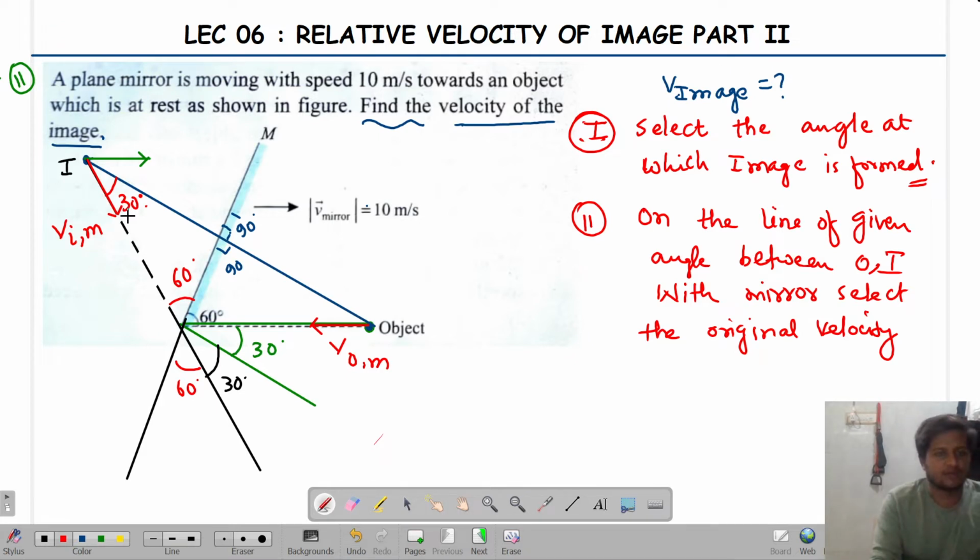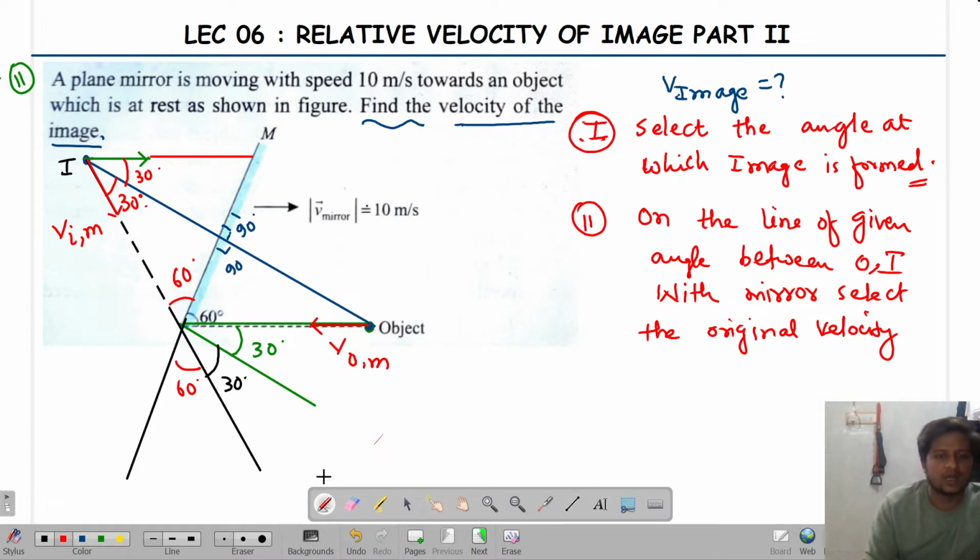If it is 30 degree, that implies this angle will also be 30 degree because this is acting like a normal. Yes or no? This angle is 30. This angle is 30. I can make one right angle triangle over here and join it over here to the mirror's plane.